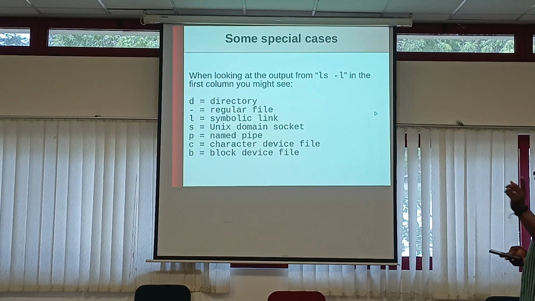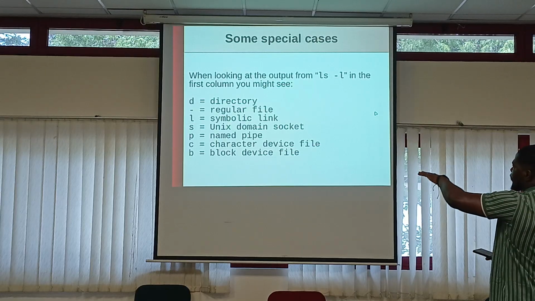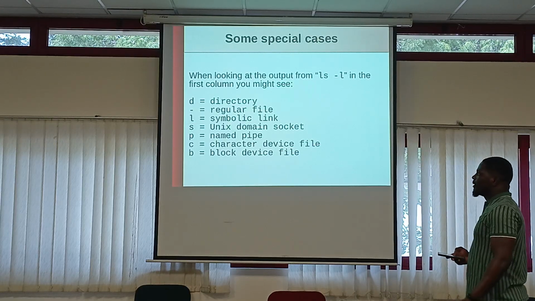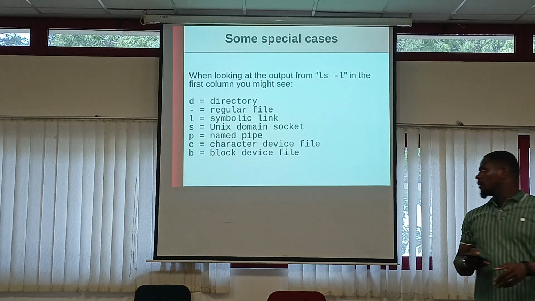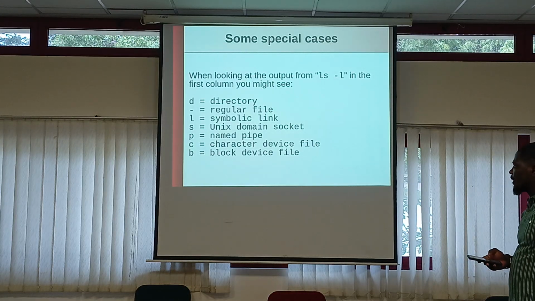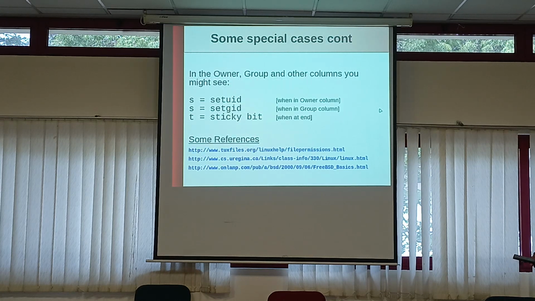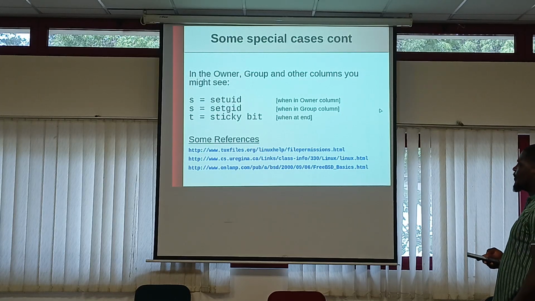What I mentioned about the beginning of the ls output: the dash means a regular file, D is a directory, L is a symbolic link, S is for Unix domain sockets, P is for pipe, and C is for character device. I think there are more than this. If you're writing to the kernel space, you see a lot of them. In the owner and the group columns, you see the s, the sticky bits.